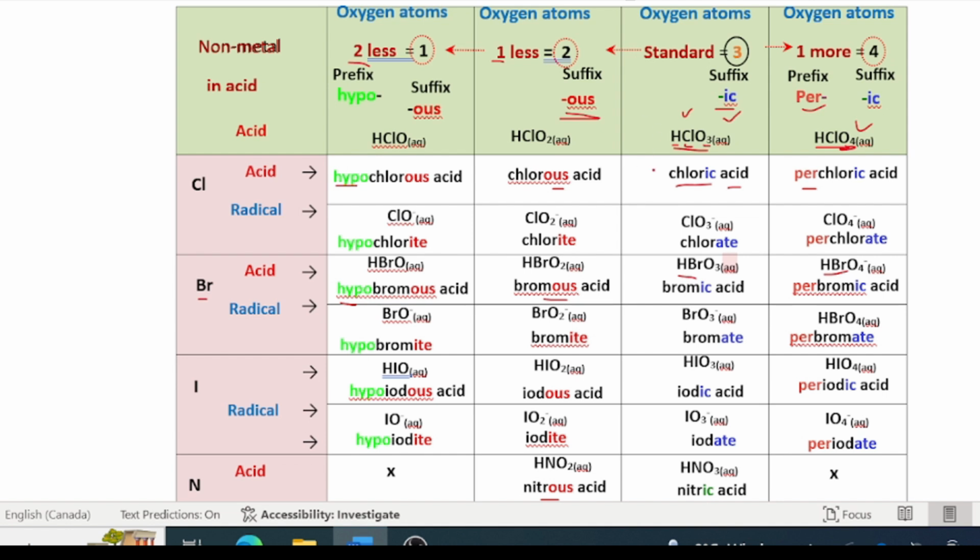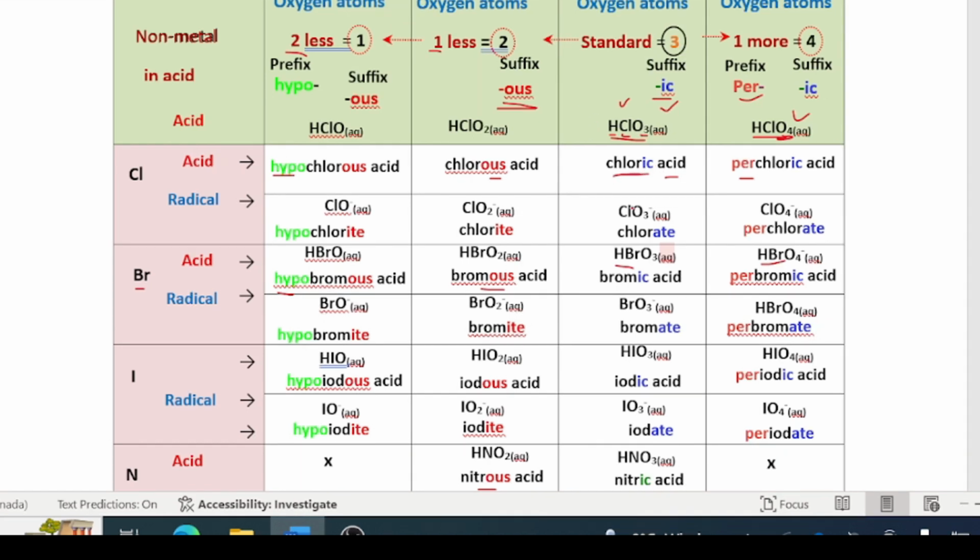This acid here has a radical, ClO3. It is called chlorate. See? The chlorate ion. So if something is chloric, it becomes chlorate. If something is perchloric, it becomes perchlorate. And this is how we're going to form salts. If I put a sodium atom here, it becomes sodium perchlorate.